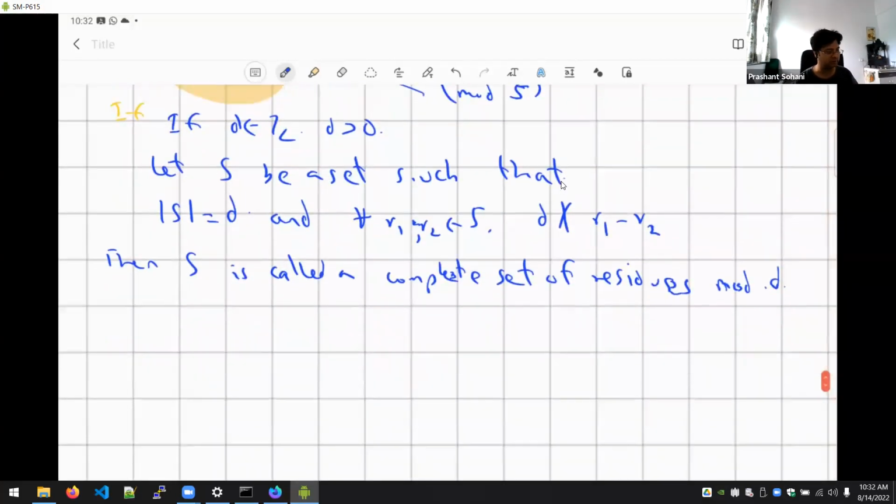So in terms of congruences, when I write A congruent to B modulo D, all I'm saying is that A and B belong to the same class.